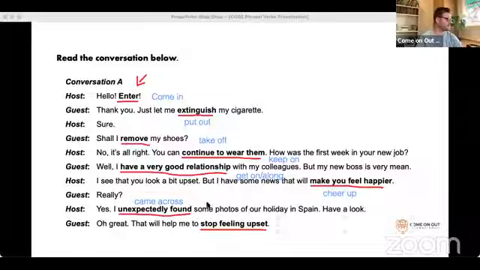Okay, so the one that we can use here is to calm down. So if someone is very angry and shouting, you can tell them you need to calm down. Calm down. Okay, so here we have already learned a few phrasal verbs that are very, very popular.